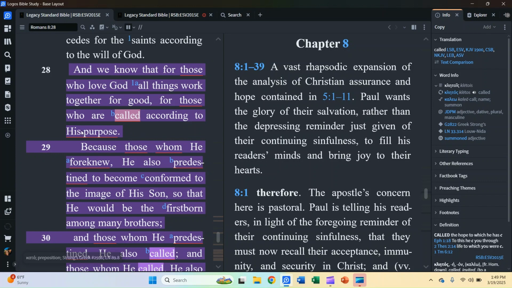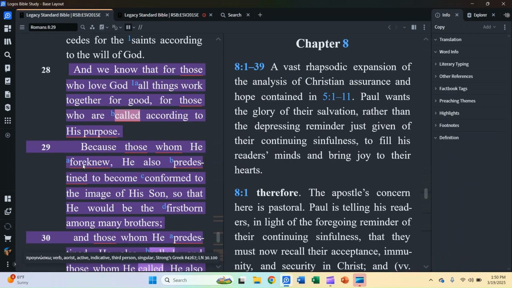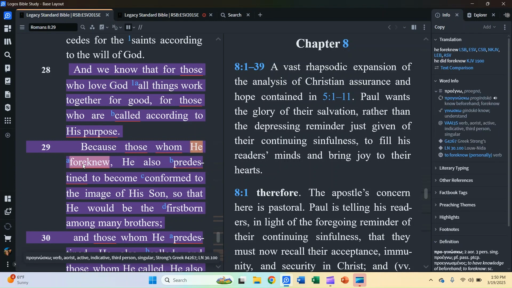You're called according to his purpose because those, so still speaking of those who love him, those whom he foreknew. This is where the big issue is, this word right here. People would say, yeah, he knew who would choose him. He's omniscient. He can look into the future and he already knows who's going to choose him. That is not the context of this word. This is the Greek word proginosko. I'm going to pronounce that wrong.